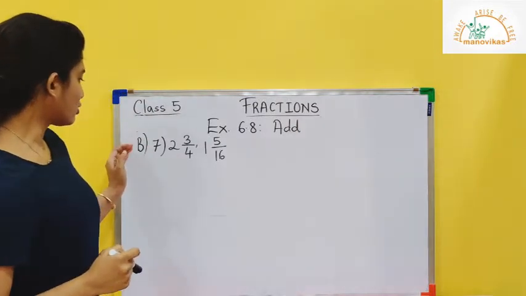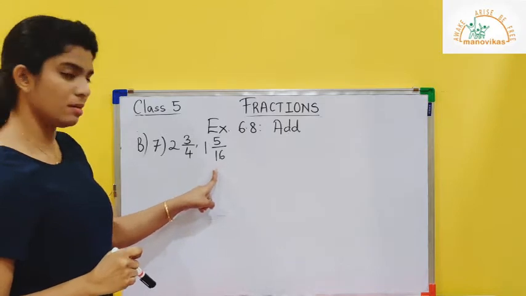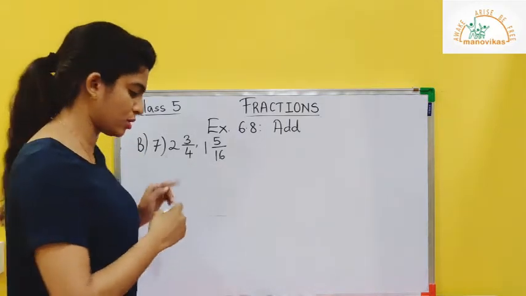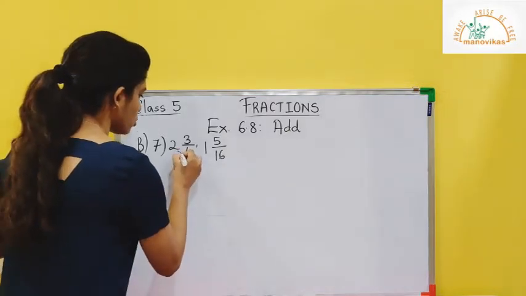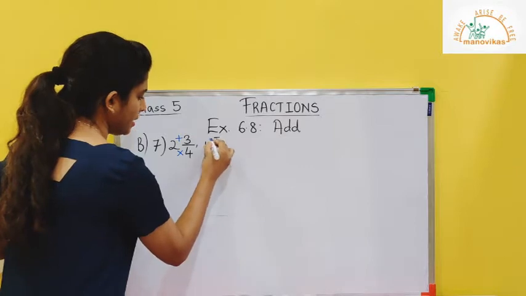Let's solve question B, 7th sum. So here if you see, both are mixed numbers. So I have to first convert it into improper fractions. So I told you how to do it. So this becomes multiplication and this becomes addition, multiply and add.